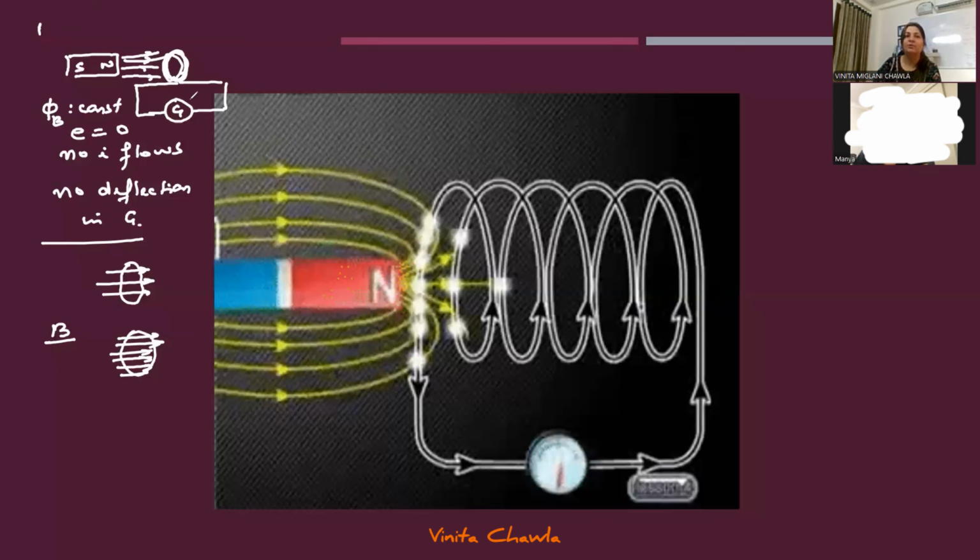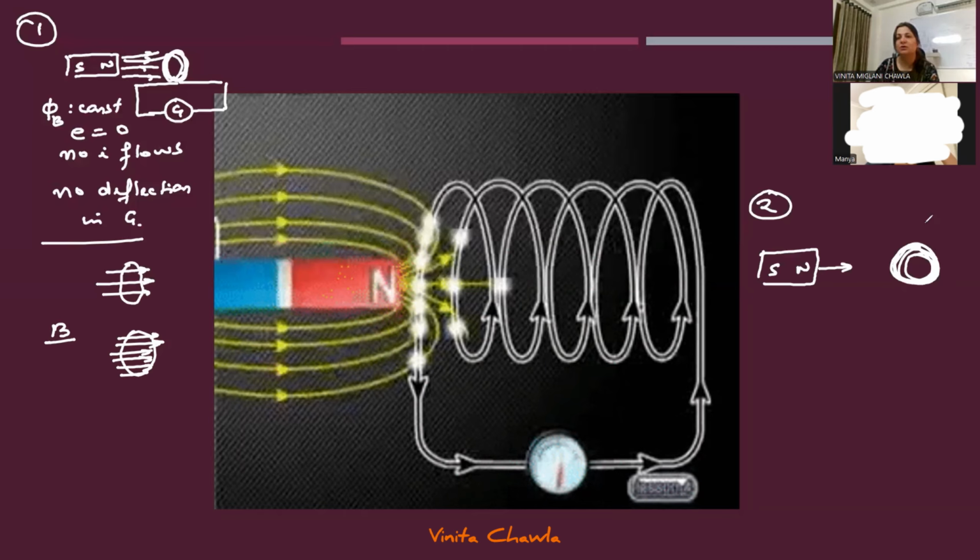This is case 1. Now I'm taking case 2. In the second case, I have the same magnet and the coil, but this time I'm moving this magnet towards the coil. See, EMF doesn't bother whether the magnetic flux linked with the coil is increasing or decreasing. EMF likes the change in the magnetic flux only. Right? So whether phi B is increasing or decreasing, EMF doesn't bother about that. It has nothing to do with that.